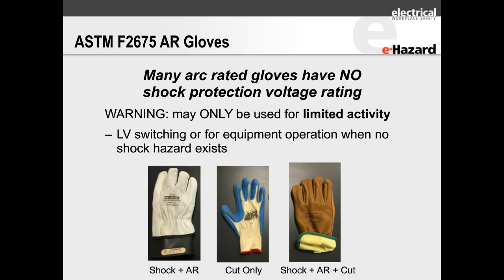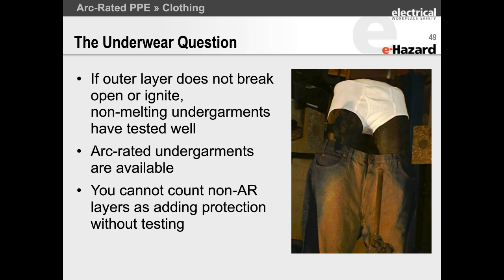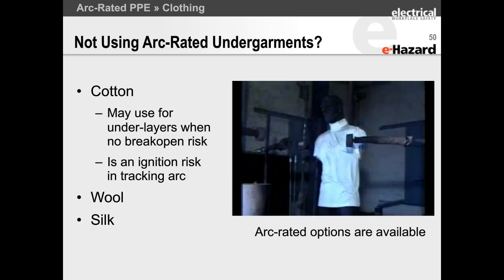Making sure the underwear doesn't melt, and I won't go into a lot of detail on that. Cotton can ignite. Wool and silk are harder to ignite, but they don't melt. None of these three melt. Just make sure they're protected from ignition when you're wearing them underneath.